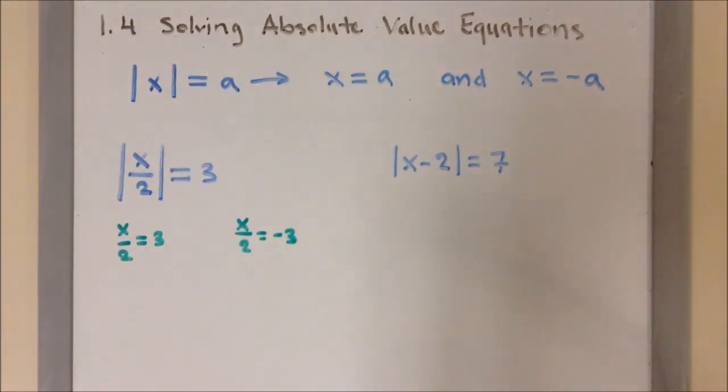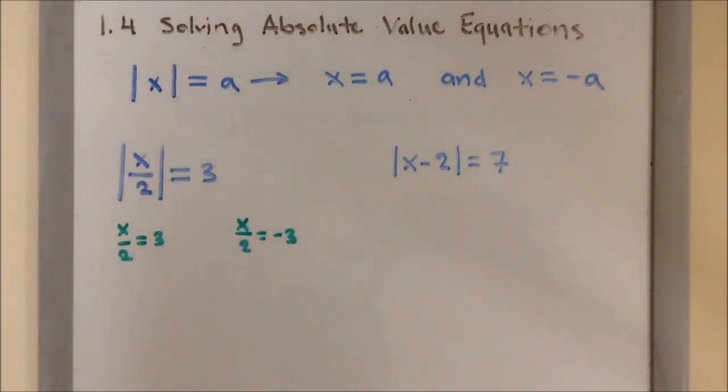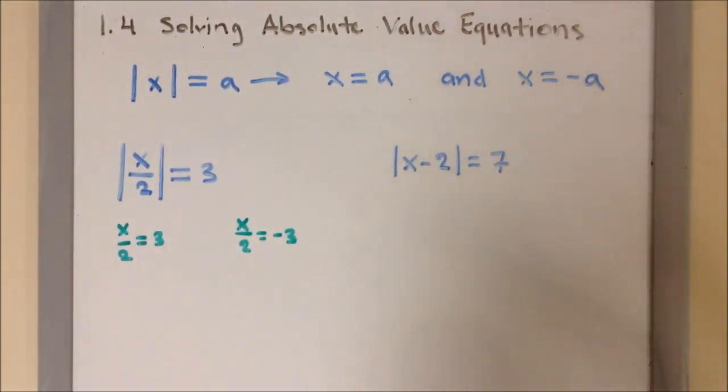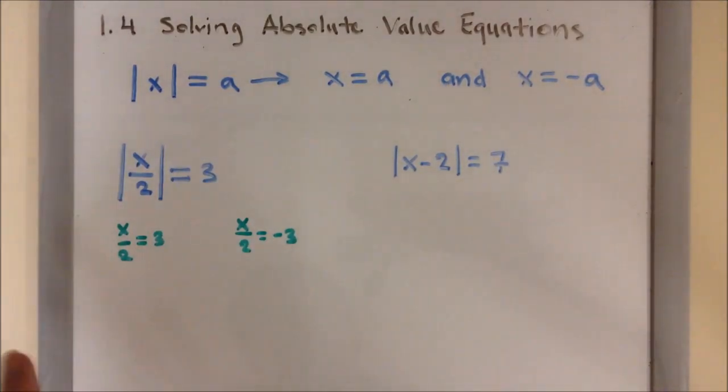Now, just a reminder, if you look at example 1, example 2, and example 3, they're all equal to a positive number. So again, all the examples we're doing equal a positive number. If you notice that it equals a negative number, then that means it may be one solution or no solution. So be very careful with that.